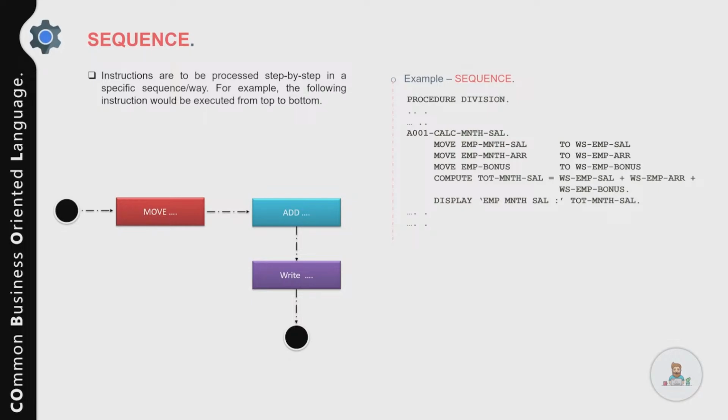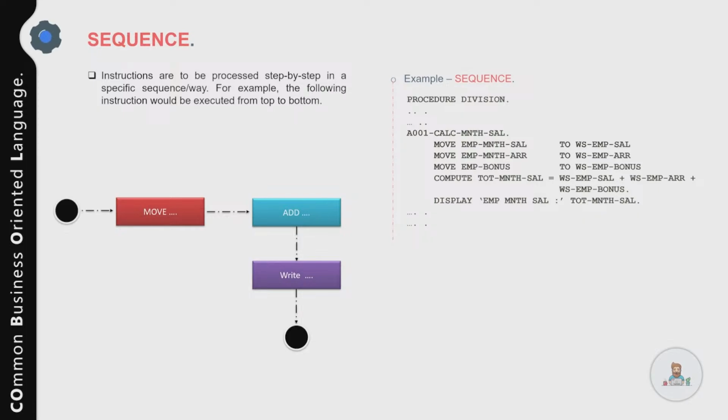Thereafter, you have monthly area moved to WSEMP area. Thereafter, you have bonus, which will be moved to a temporary field, that is WSEMP bonus. And thereafter, we are just using a compute statement to sum up all these and store the result in the total monthly salary field. And at last, we would be executing the display statement, which will display employee monthly salary in spool.